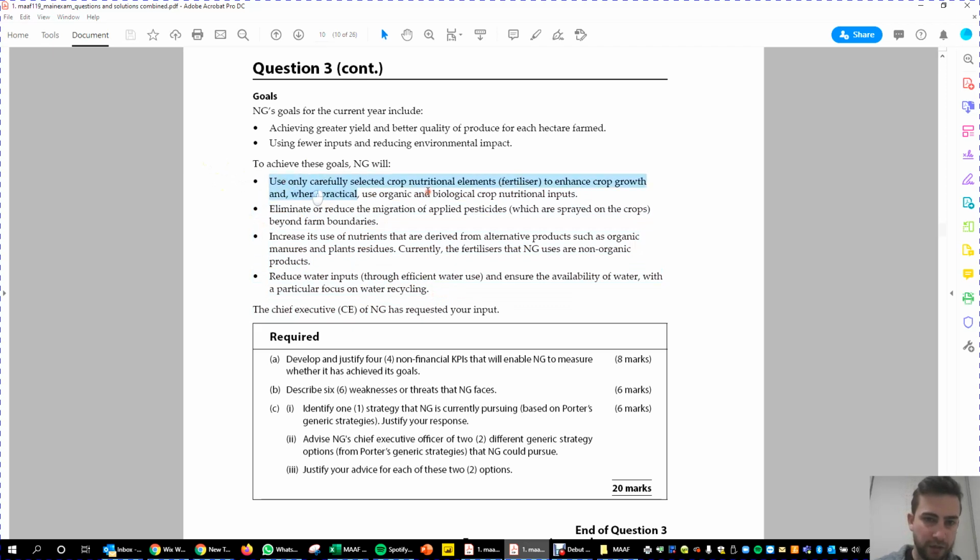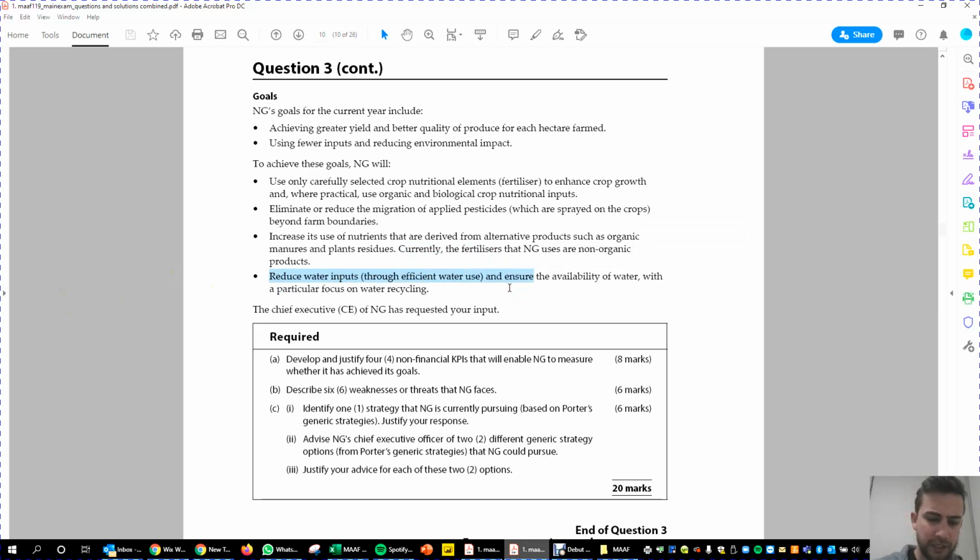Okay, so number 1, using fertilizer to enhance crop growth where practical, use organic. So they focus on using organic and biological crop nutritional inputs. Number 2 is eliminating the migration of applied pesticides beyond farm boundaries. Number 3 is increasing its use of nutrients that are derived from alternative products such as organic manures and plant residues. Currently they use non-organic. And number 4, reducing water inputs.